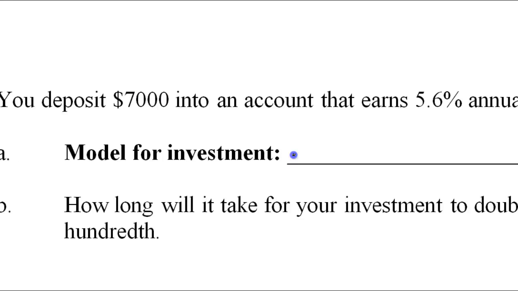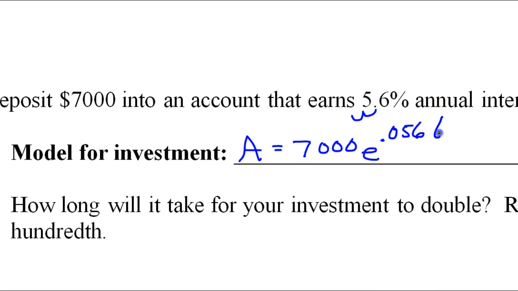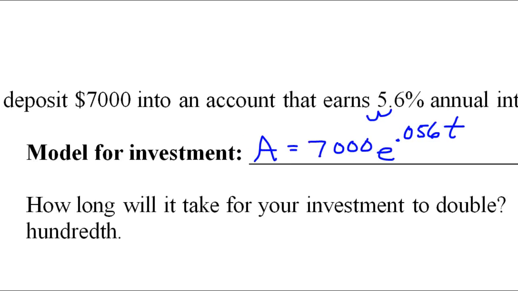So as far as a model, that means the amount is going to be $7,000 times e. Now the rate is 5.6. Got to move that decimal point twice, so that's going to be 0.056 and then t. So this is the model for this investment.